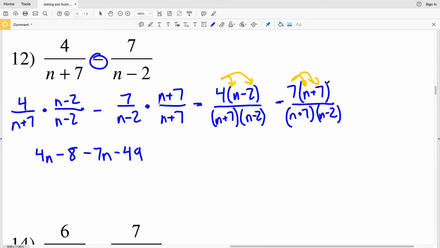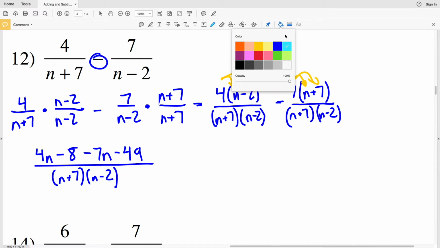Because I was subtracting this entire quantity, even though this 7 was added to the end, it's subtracted from our first rational. So you can think of that as distributing that subtraction to each of those terms. And that's all over n plus 7 times n minus 2.